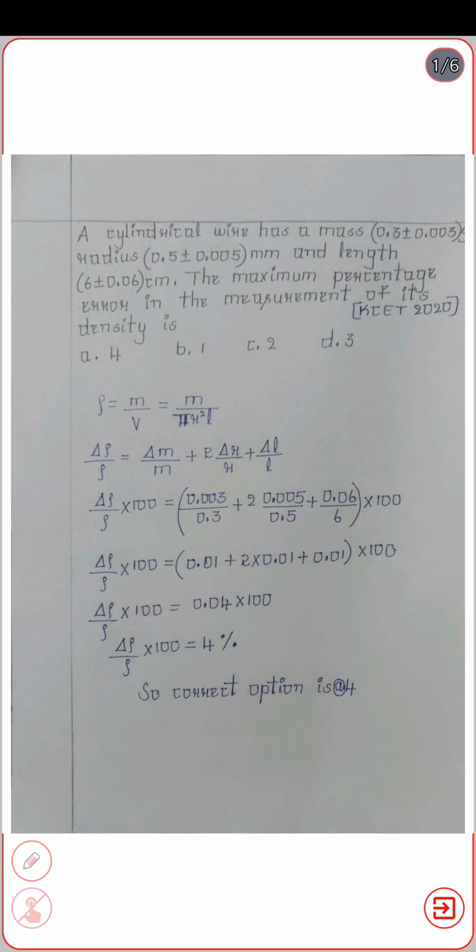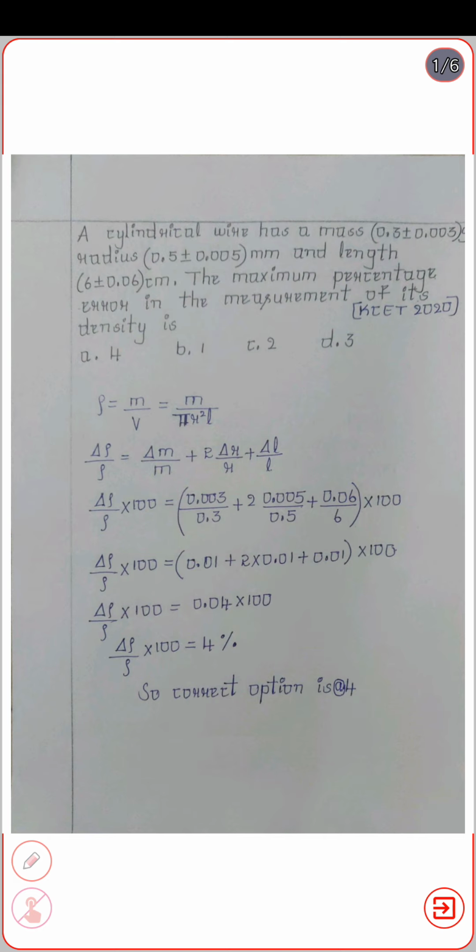So we first consider the relative error, that is delta rho by rho equals delta m by m plus 2 into delta r by r plus delta L by L. As the question asks about the percentage error, we are supposed to multiply by 100. That's what I have done in the third step, and I have substituted the values.